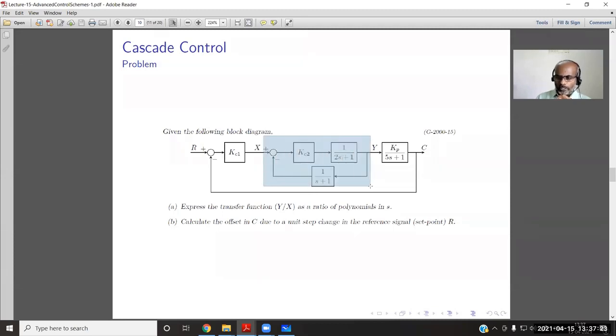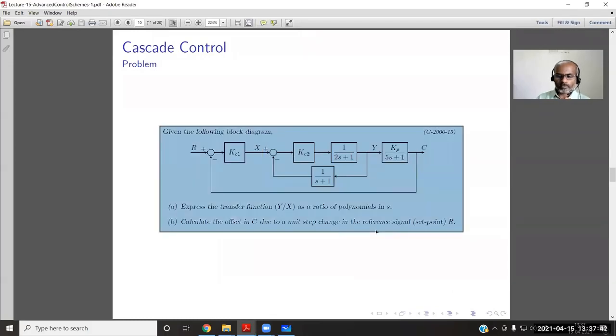Consider this inner loop alone. Say you have x and y. For that you have this feedback loop, and you can obtain its transfer function, the closed loop transfer function, and have that as a single block. Now have this total loop, which will have another 1, 2, 3 elements.